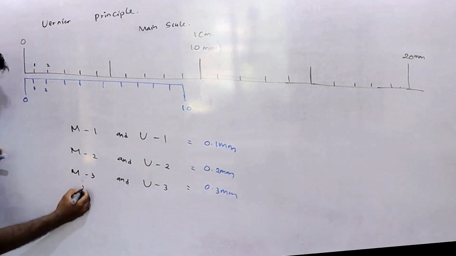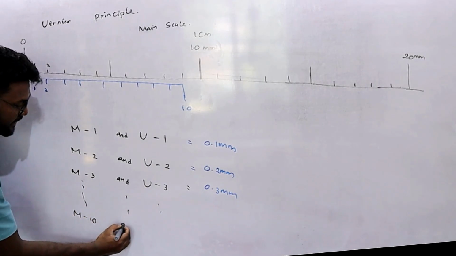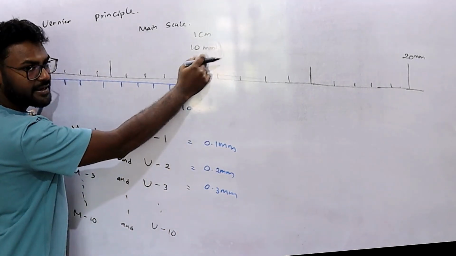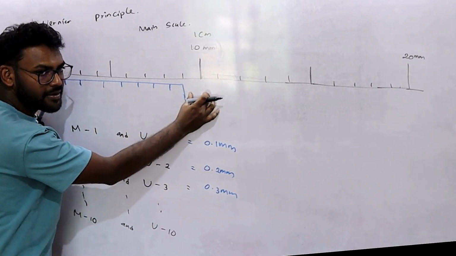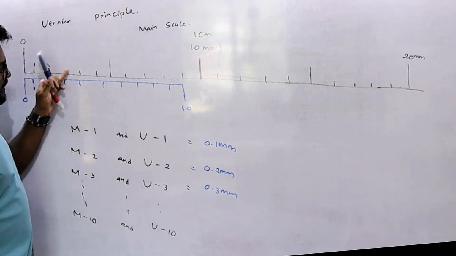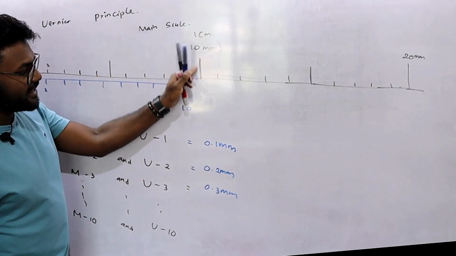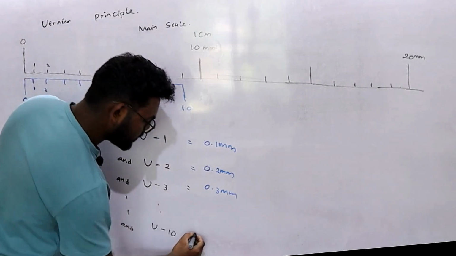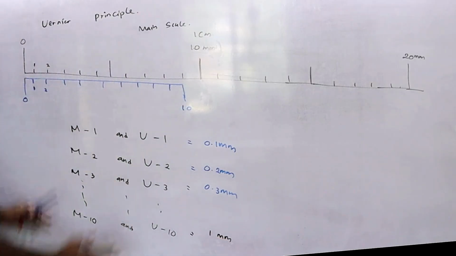And you can write this even more. And you can have M10 and V10. This is the main scale 10. This is the vernier scale 10. And you're going to have a gap of 1 millimeter. So you can go with 0.1, 0.2, 0.3, 0.4, 0.5, 0.6, 0.7, 0.8, 0.9, and finally 1 millimeter. Got it? Great. Okay, let's write that one.